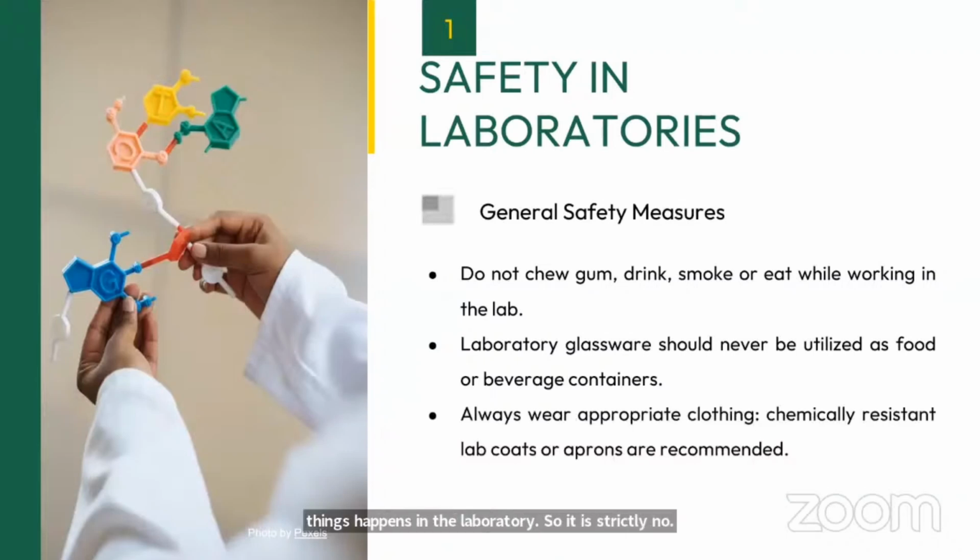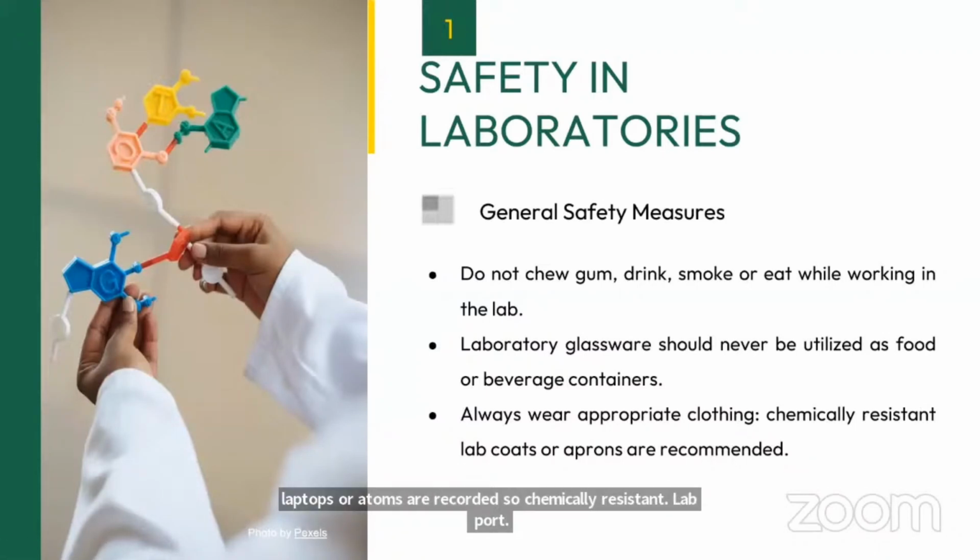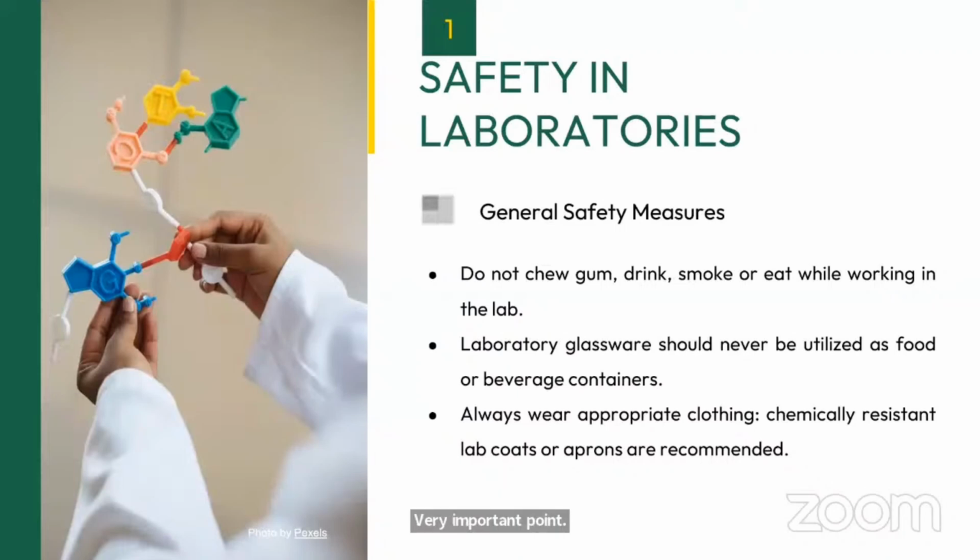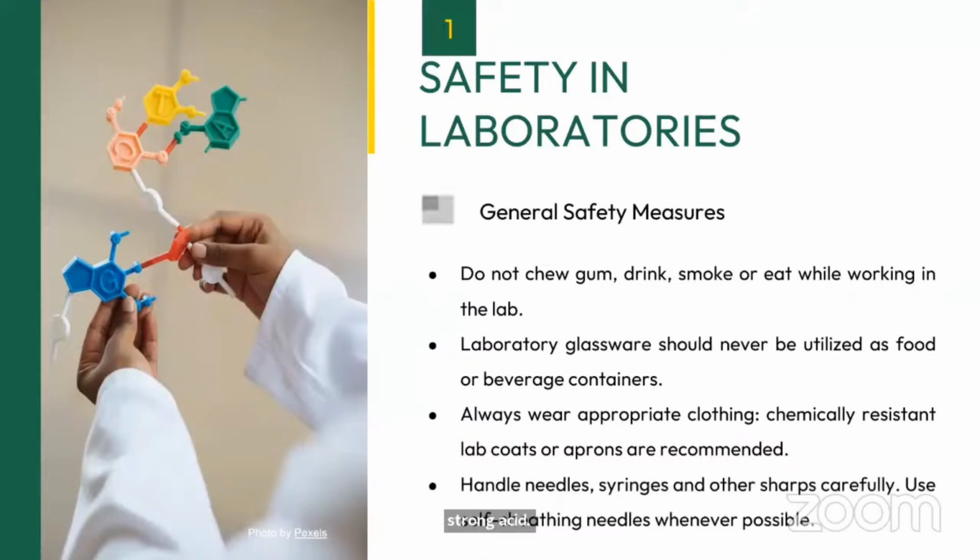Always wear appropriate clothing. Chemically resistant lab coats or aprons are recommended. A chemically resistant lab coat is a very important point. Right now, please check whatever aprons or lab coats you are using in your laboratory. Is it chemically resistant? Can it resist a strong alkali? Is it able to resist a strong acid? Check it yourself.